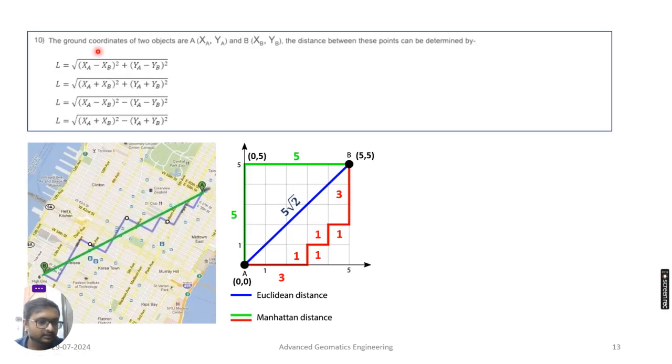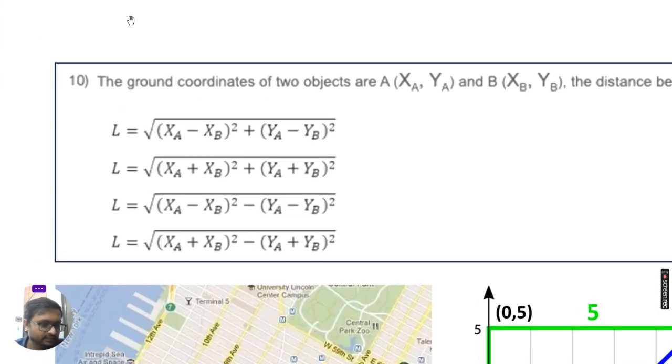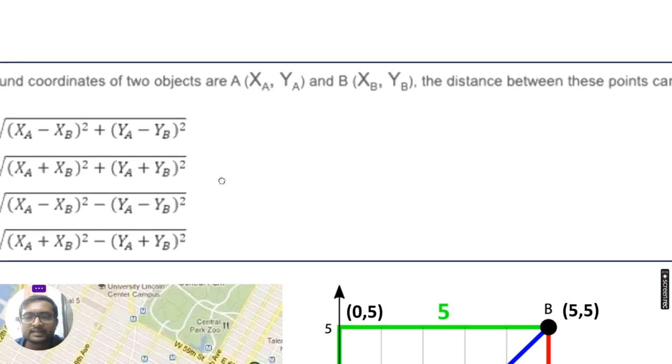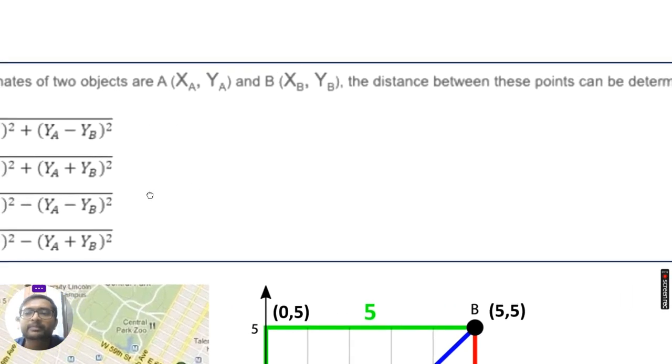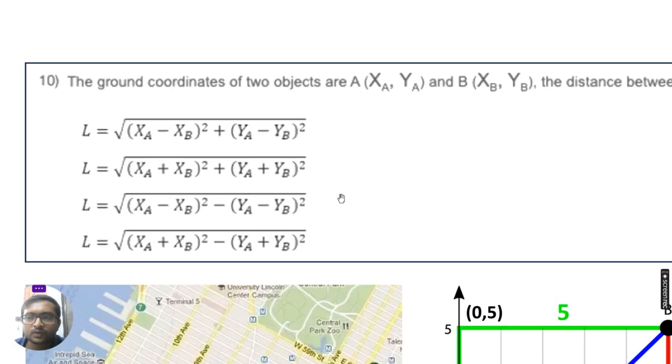So now there is a question that if 2 points are given, point A and point B, and their XY coordinates are given to you, you have to find out the distance between point A and point B. This is the basic geometry question which you have learned in your 9th-10th standard. Can anyone tell the answer of this question? The first one is the correct answer.